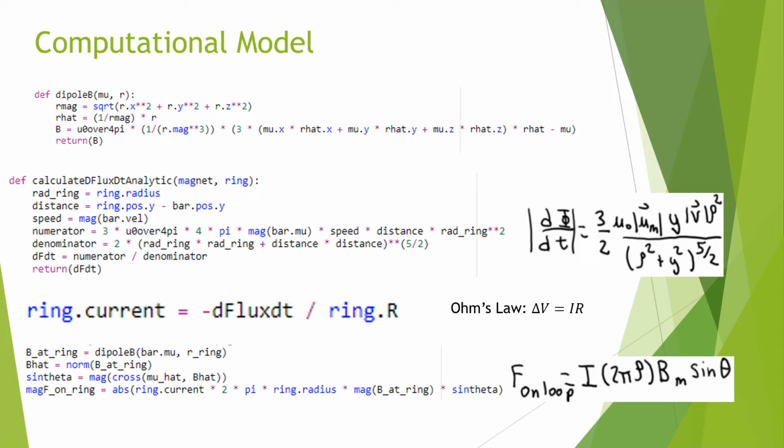And also using Ohm's law, we're able to take the result of this calculated change in flux value over time, because that value is equal to EMF. So it's EMF divided by the ring resistance, and that gives us the current. Now we're able to use that current in order to calculate the value of the magnetic force. Because the force from the bar magnet onto the loop is the same as the force of the loop onto the bar magnet, we're able to use the formula provided in the video in order to calculate that value.